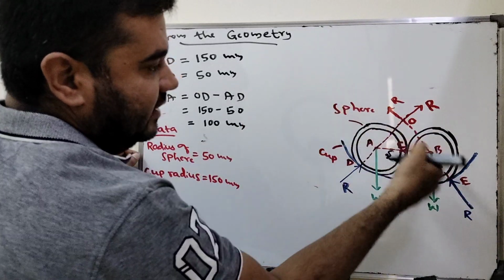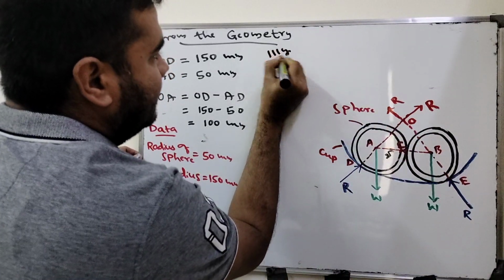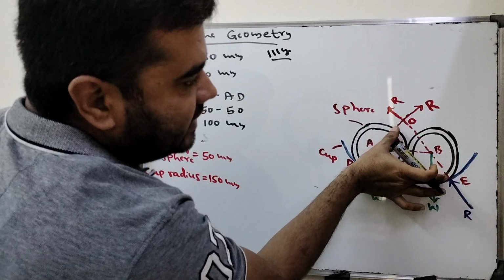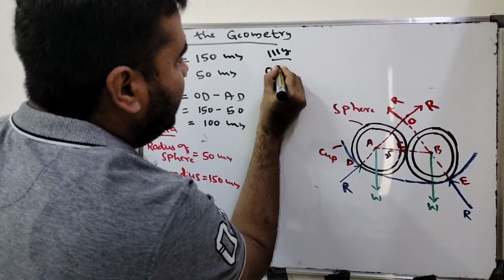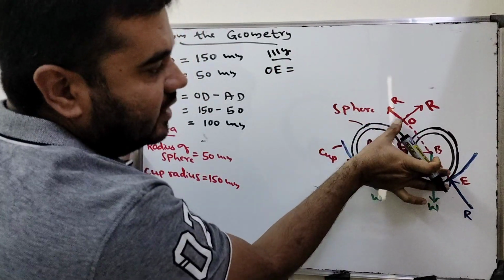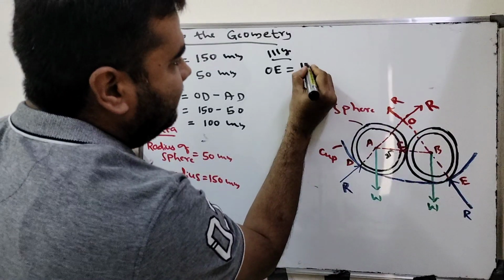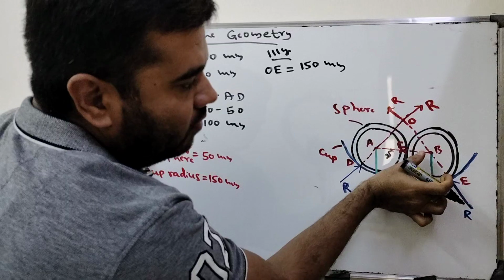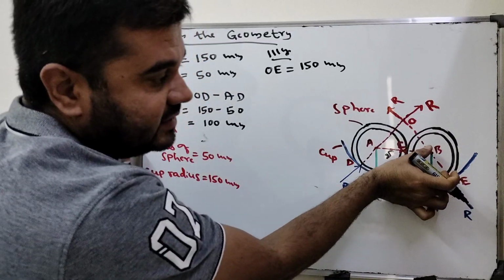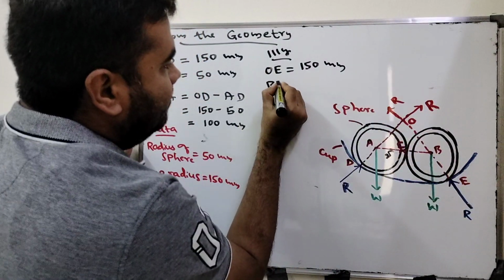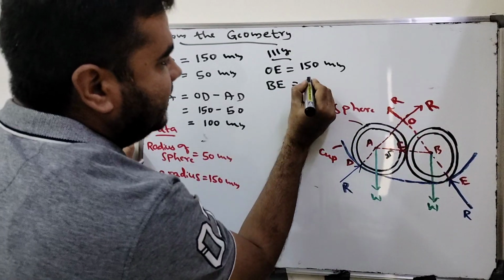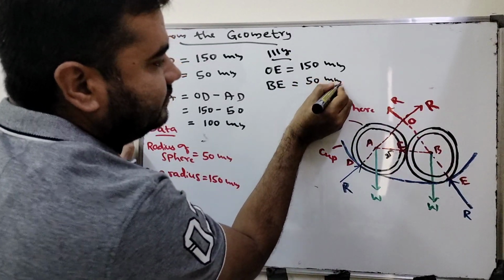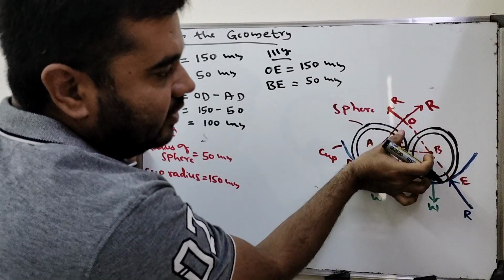Similarly, come to the right sphere. OE is how much? OE is equal to the radius of the cup, which is 150 mm. Next, how about BE? BE is the radius of the sphere, equal to 50 mm. So, can we calculate OB?